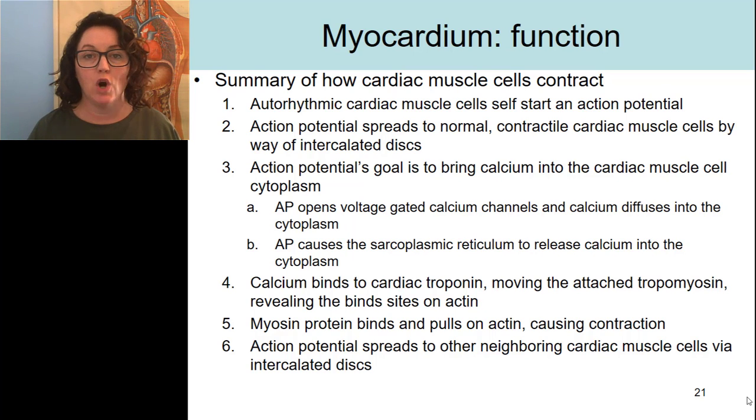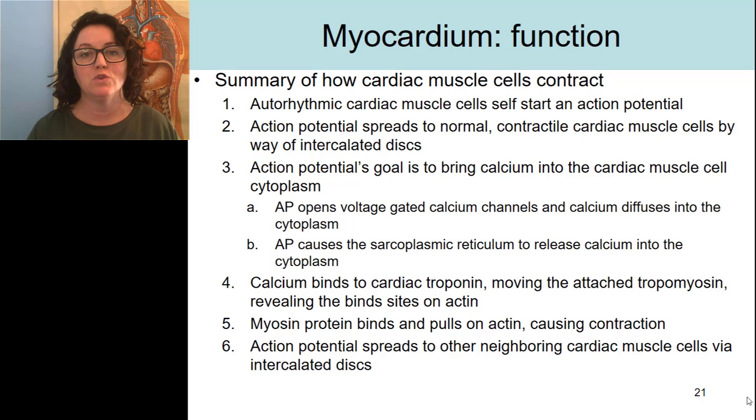So it all starts with the autorhythmic cardiac muscle cells. Unlike skeletal muscle tissue, cardiac muscle tissue does not require nervous system input to contract. That doesn't mean we don't have nervous system input coming into the heart, but we don't need it, okay? So we have those autorhythmic cardiac muscle cells that are able to self-start action potentials. So they can self-depolarize and then initiate an action potential in themselves.